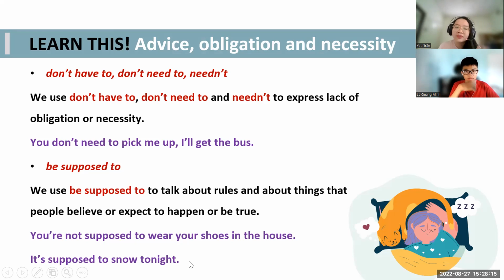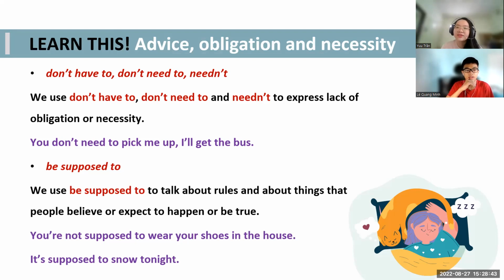Nó là một trường hợp khác so với trường hợp của câu trên. Đó. Tại sao? Là bởi vì chúng ta xem dự báo thời tiết rồi và chúng ta tin rằng trời tối nay sẽ có tuyết đúng không nào? Vậy thì chúng ta sẽ cảm thán với người kế bên của mình rằng oh, it's supposed to snow tonight. Thấy chưa nào? Yes. Đó. Vậy thì tóm lại be supposed to dùng để nói về cái gì? Chúng ta hình dung được cái be supposed chưa?